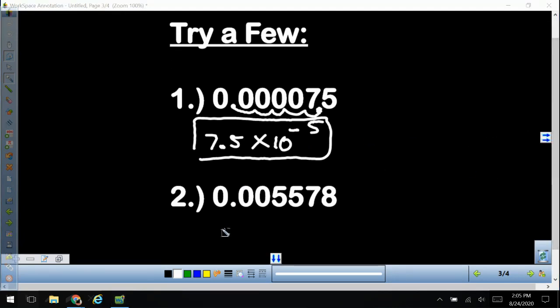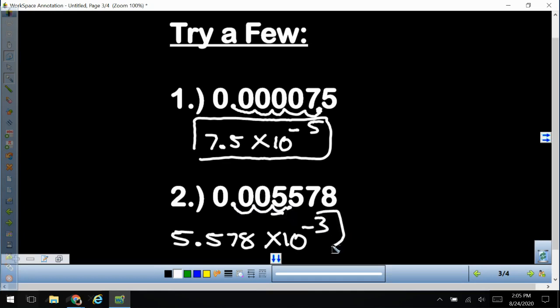Number 2, what is my very first number that's greater than 0? It's this 5. So I need to put my decimal between the two 5s, and I end up with 5.578. Always put the times 10. It's a very small number again, so I know my exponent's going to be negative. And how many times do I move it? 1, 2, 3. 5.578 times 10 to the negative 3rd power.